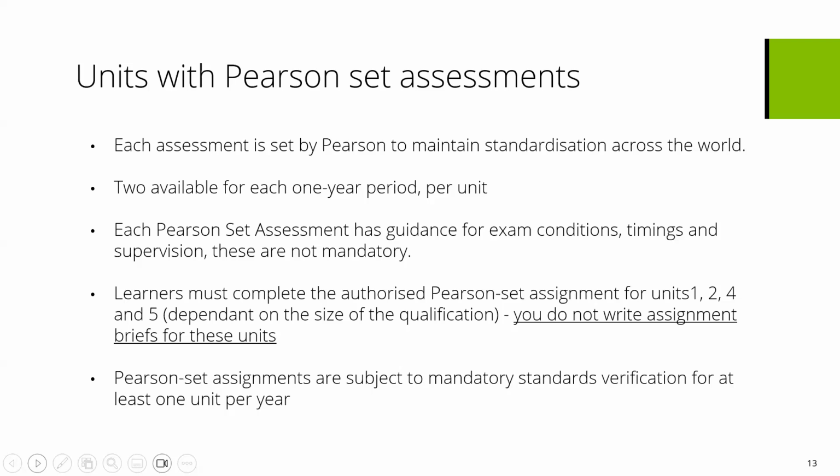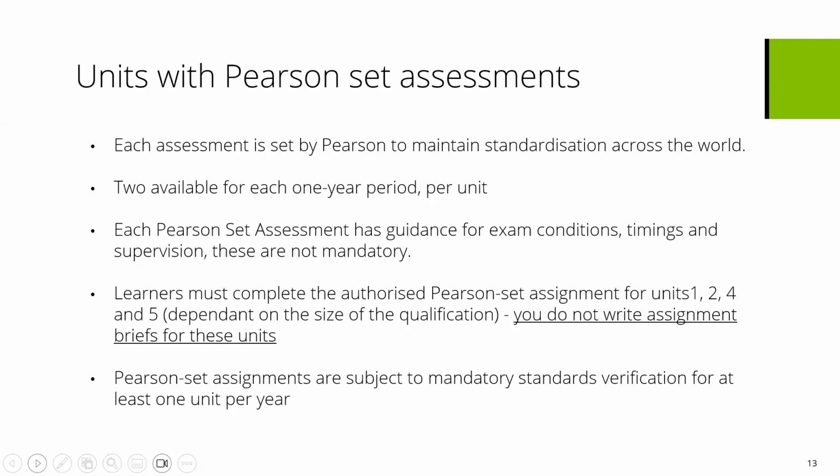most importantly, your learners. So learners must complete the authorised Pearson set assignments for units 1, 2, 4 and 5. But again, please check the specification for your relevant size of qualification. The good thing is that you do not need to write assignments for these units because you are going to be using the Pearson set assignments that have been written for you, and you make no changes to that.